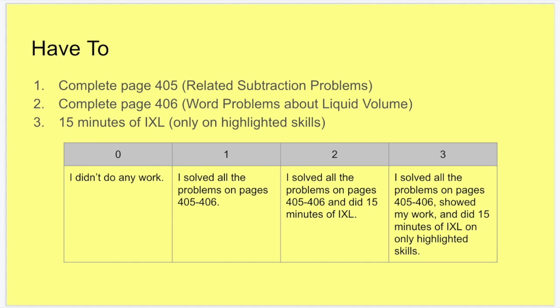Your half due today is to complete page 405, which is related subtraction problems, and then complete page 406, which is word problems about liquid volume, and then also do 15 minutes of IXL only on highlighted skills. In order to get a 3, you need to solve all the problems on pages 405 and 406, show all your work, and do 15 minutes of IXL on only your highlighted skills.